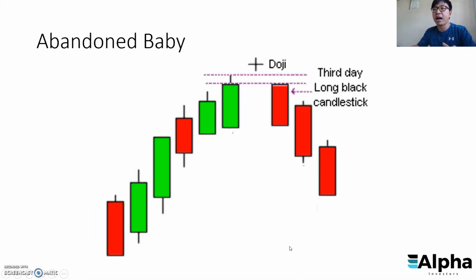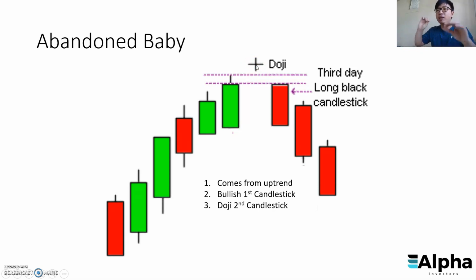Now next we have the abandoned baby. So first and foremost, it must also come from an uptrend. You see a very clearly defined uptrend over here. Next, you must have a bullish first candlestick, which is this candlestick over here. Now third, you must have a doji candlestick, meaning that it opened and closed. It actually has a gap up, right? Then it opened and closed at a very similar price, for example maybe just 1 or 2 cents different, or maybe 3 or 4 cents. They're very similar. You can see that it's almost impossible to see the intraday movement at all.